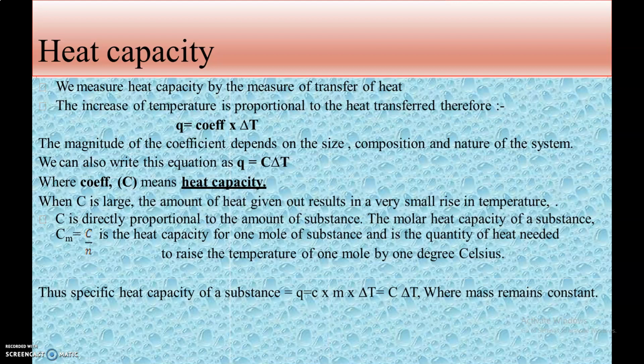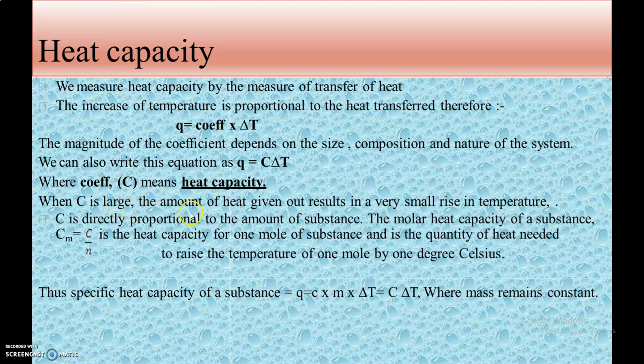And we'll see another thing, heat capacity. We measure heat capacity by the measurement of transfer of heat. The increase of temperature is proportional to the heat transfer. Therefore, Q is equal to a coefficient into delta T. The magnitude of the coefficient depends on the size, composition and nature of the system. So we can write the equation Q is equal to C delta T, where the coefficient can be written as the letter C, that means heat capacity.